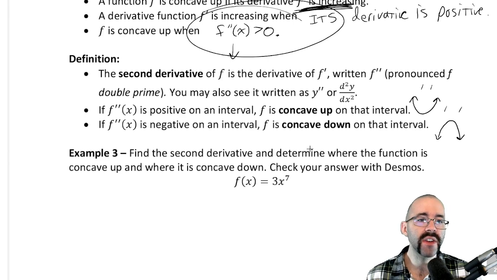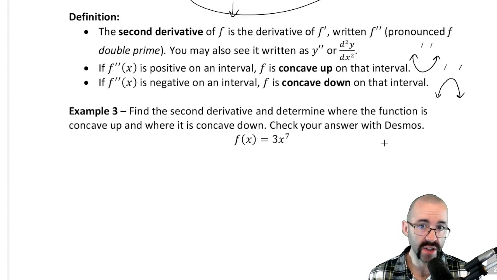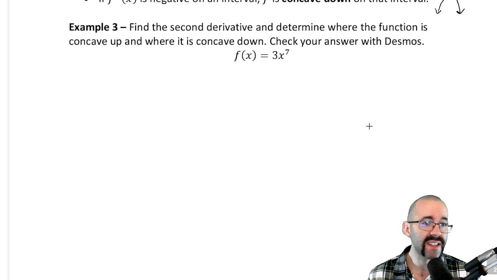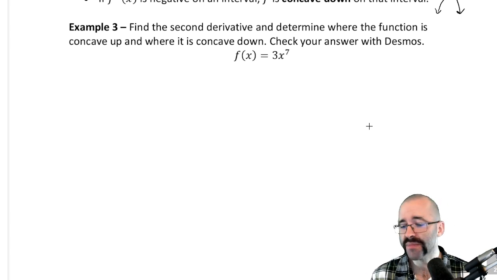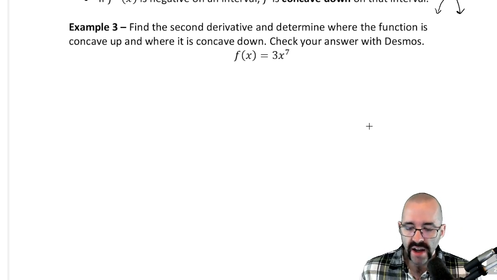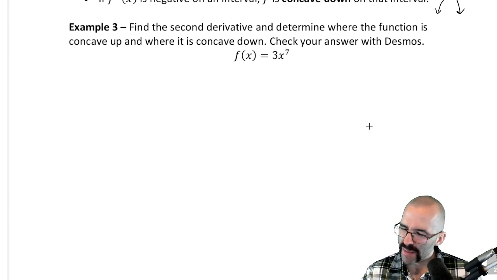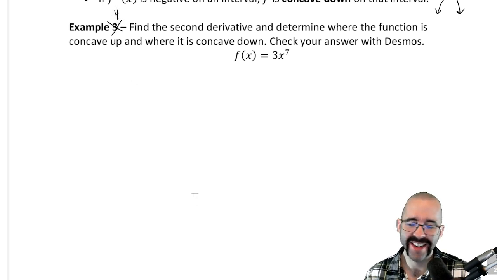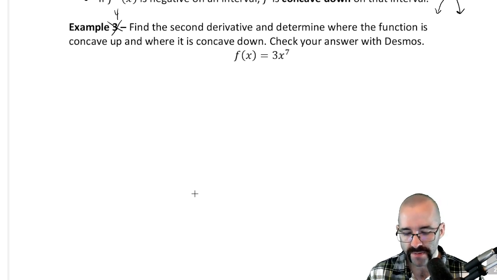So let's use this definition and see what taking a second derivative looks like. I'm not going to do some messy stuff right here. We got some messier stuff in the homework problems video for you. I just want to show you what it really looks like. Find the second derivative. I'm pretty sure we've already done example 3. I think this is example 4, but oh well. Find the second derivative and determine where the function is concave up and where the function is concave down. Check your answer with Desmos.